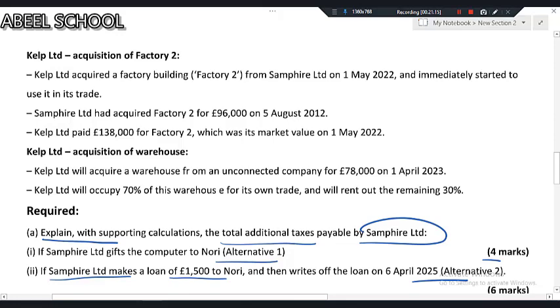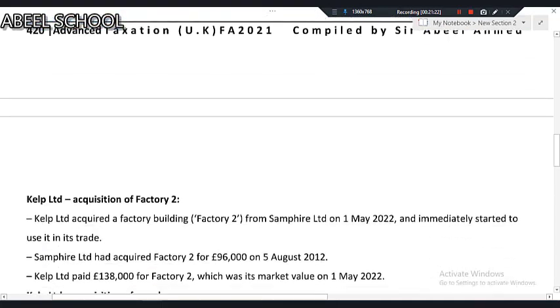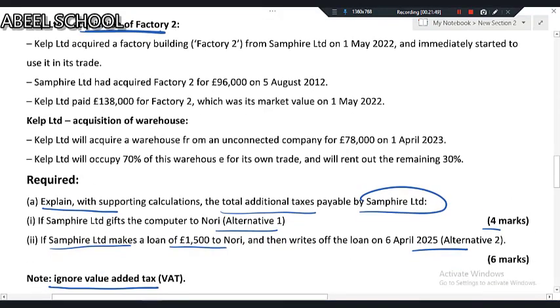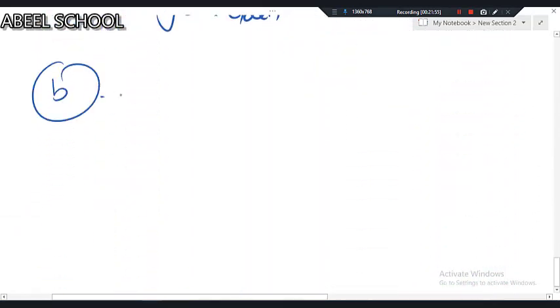After claiming the rollover relief. Okay. Kelp Limited acquisition of Factory 2. Now let me tell you one thing. Rollover relief is only available when you are acquiring a qualifying asset 1 year prior to the disposal and 3 years after the disposal. Repeat. Rollover relief is available when you are acquiring the qualifying asset 1 year prior to disposal and 3 years after the disposal. Another point which you need to discuss is, let me tell you, B.2.